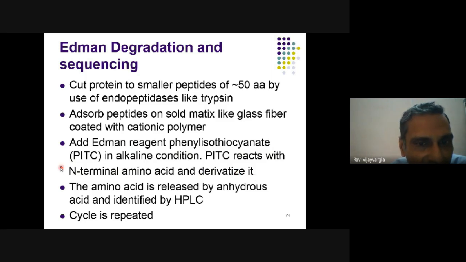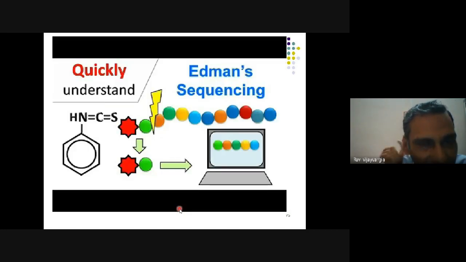Okay, and this derivatized amino acid is then released from the peptide sequence by using anhydrous acid, and this released amino acid is identified using HPLC. And I'll show in the next slide, with the cartoon, how exactly it is happening. But this cycle is then repeated one by one. So every time the N-terminal amino acid is derivatized, it is removed and then identified. Okay, so this is how it works.